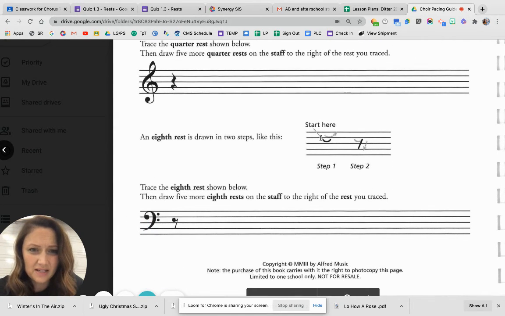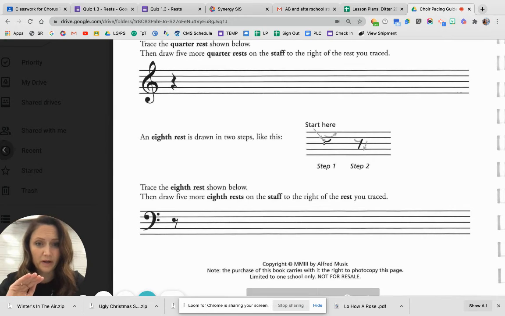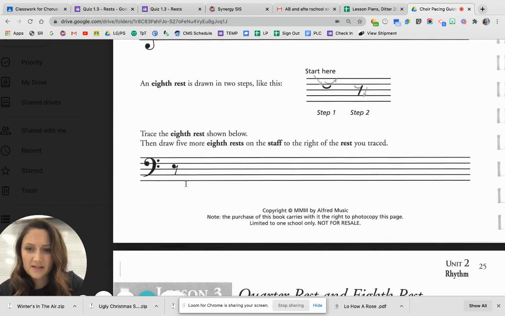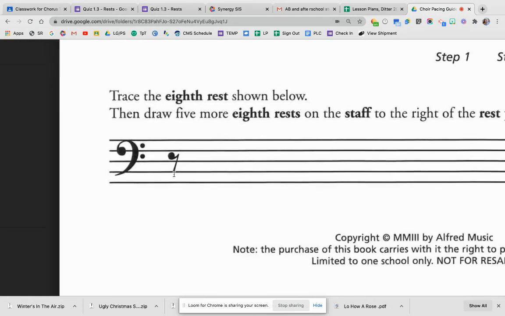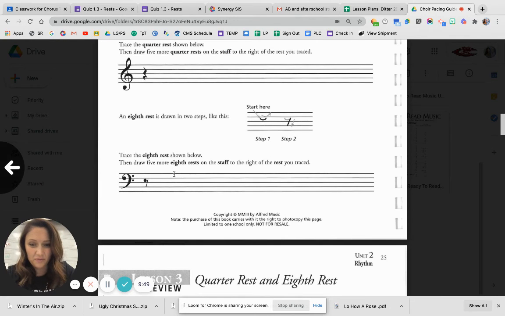The 8th rest is a slight loop underneath and then a straight line down. And an 8th rest sits like this on the staff. You'll notice it's got a large dot on the tip. There's the curve and then a straight line down. That's a correct 8th rest.